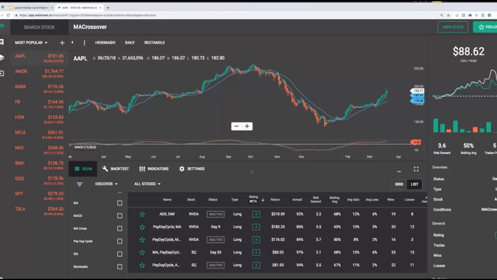Here's one on NVIDIA. Actually, let's go to Apple. You can kind of get an idea of what I'm talking about here. Here's a strategy for Apple with a 2.1 risk reward and a 66% batting average.